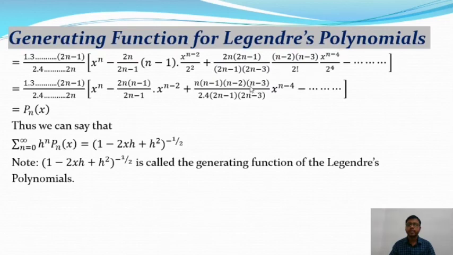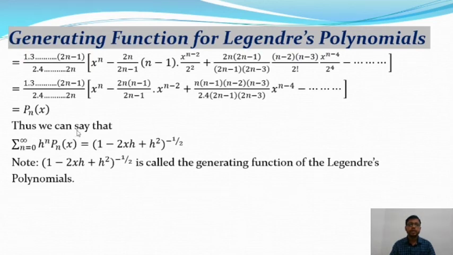After simplifying this, we'll get n(n-1)(n-2)(n-3) / (2·4·(2n-1)(2n-3)) x^(n-4), and so on up to infinity. And this is actually the Legendre polynomial of the differential equation. It can be written as Pn(x). So Pn(x) is the nth degree polynomial, and Pn(x) is the Legendre polynomial of degree n, or Legendre function of the first kind.